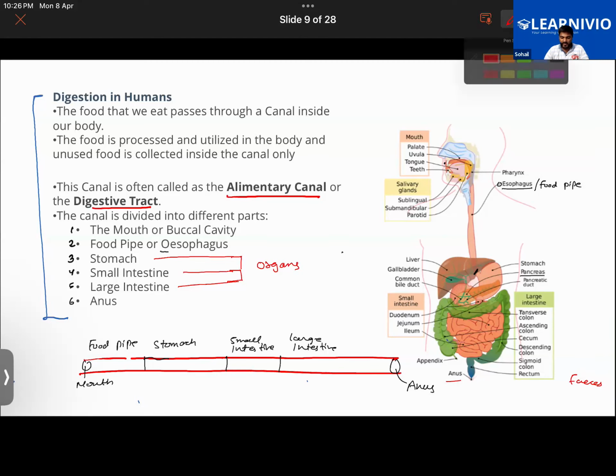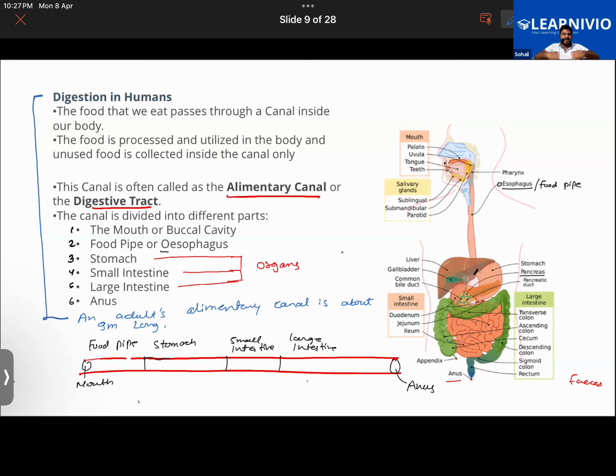Also, there's one more thing I would like to add over here. What is the length of an adult's alimentary canal? The length of an adult's alimentary canal is about 9 meters. So if this tract were stretched from the mouth to the anus, you would measure that it is about 9 meters in length.